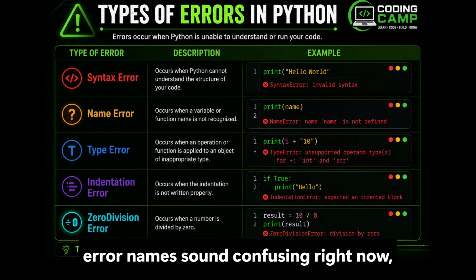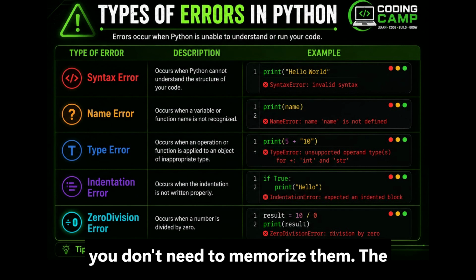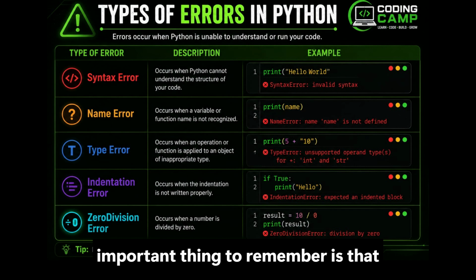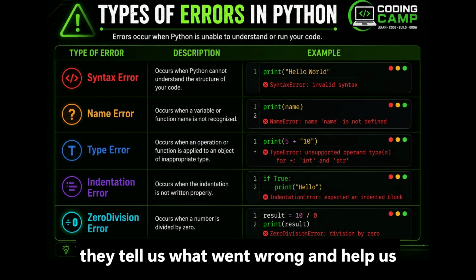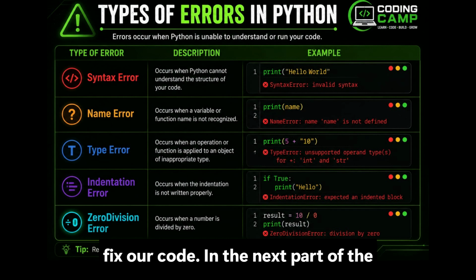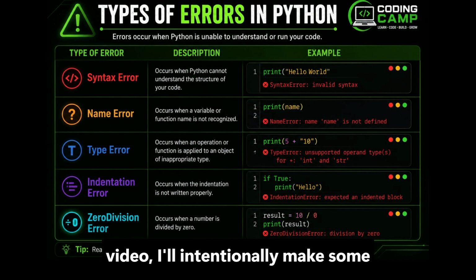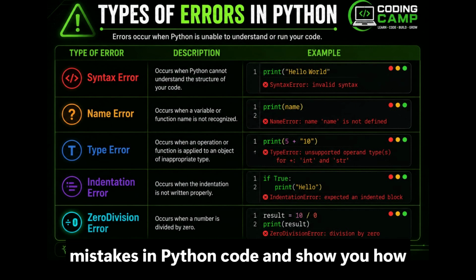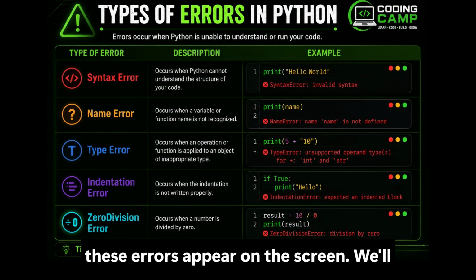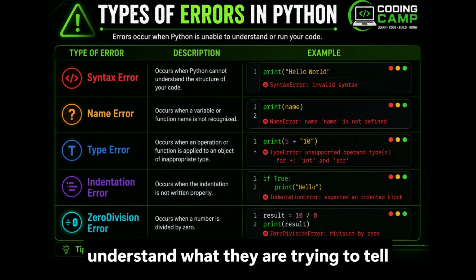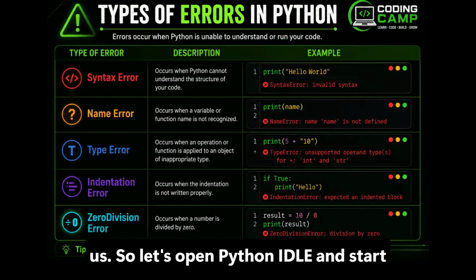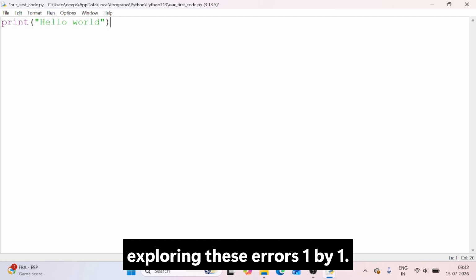Don't worry if these error names sound confusing right now. You don't need to memorize them. The important thing to remember is that errors are not your enemies. Error messages are actually helpful because they tell us what went wrong and help us fix our code. In the next part of the video, I'll intentionally make some mistakes in Python code and show you how these errors appear on the screen. We'll learn how to read the error messages and understand what they are trying to tell us. So let's open Python IDLE and start exploring these errors one by one.